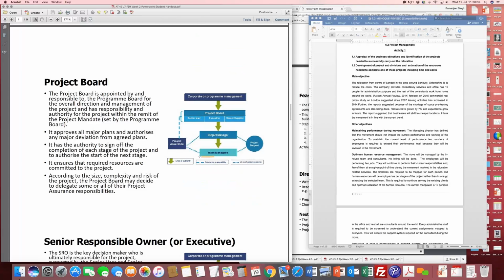So the board here has the mandate to appoint the project manager, the people who will be responsible for running this particular project. And the board has various responsibilities. It approves the plans and authorizes any deviations. Now, for the project manager, I'll give you a different example.